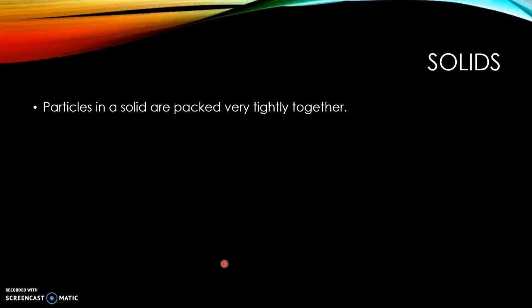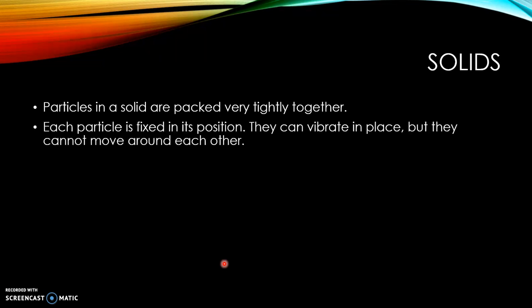In a solid, the particles are packed really tightly together, and each particle is fixed in its position, meaning that it stays in one spot. The only movement that they have is that they can vibrate in place. They can't move around each other because they're fixed in that position. Solids have a definite shape and they have a definite volume. Volume meaning that they take up space.